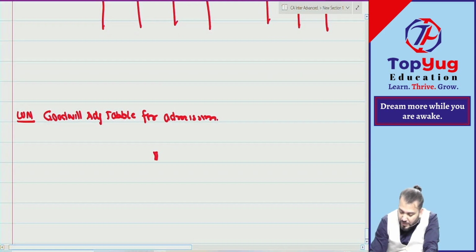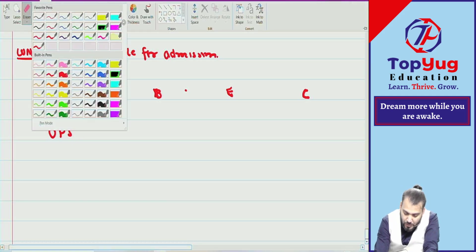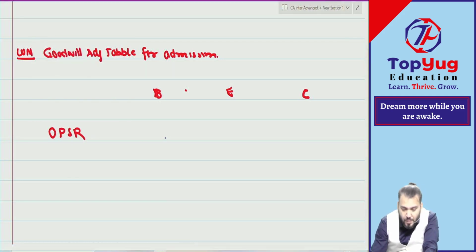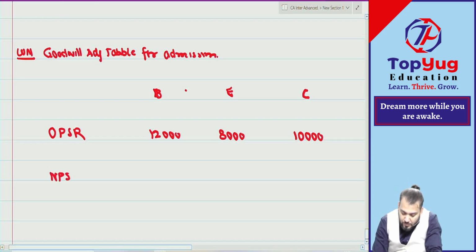So who are the partners? B, E and C. First it will be allocated in which ratio? OPSR. But what is the goodwill of B and E? Allocate in which ratio? It is 12,000. And what is the goodwill of C? So that will be allocated to C. Understood this point? Correct. Now what is the total goodwill? Total goodwill becomes what? 30,000.